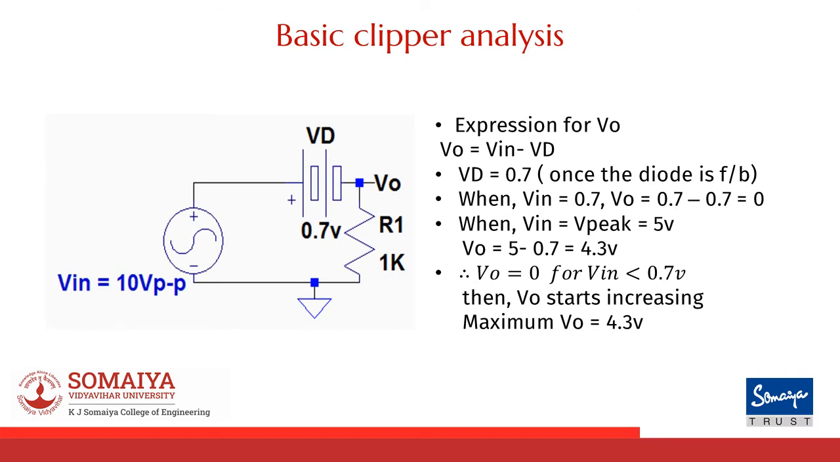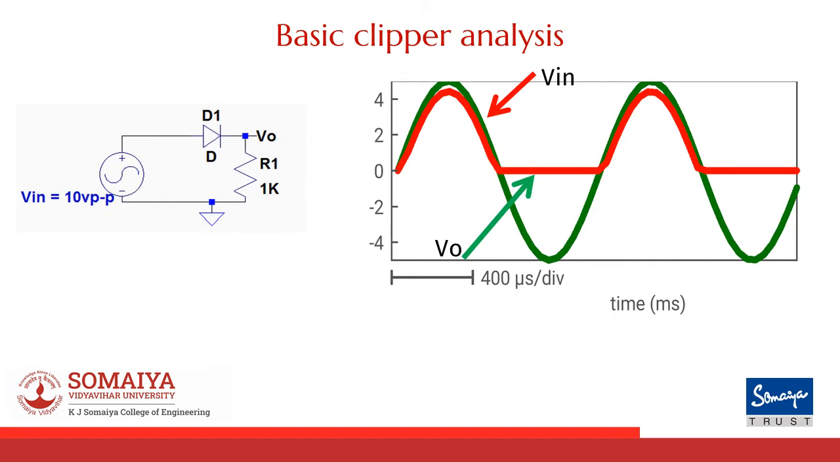This is the equivalent circuit when the diode is forward biased. Now, V0 is always going to be equal to the instantaneous value of the input voltage minus the diode drop, which is 0.7 for a silicon diode. For example, when V is equal to 5 volts, V0 will be equal to 5 minus 0.7, which is equal to 4.3 volts. Now let's look into the input and output waveform for the circuit.